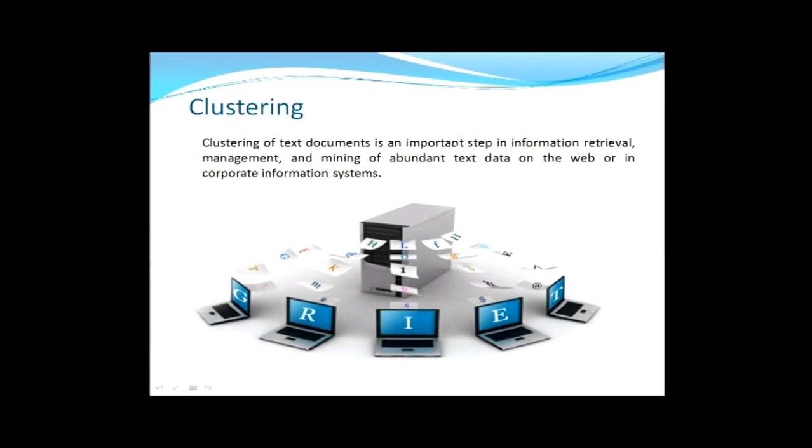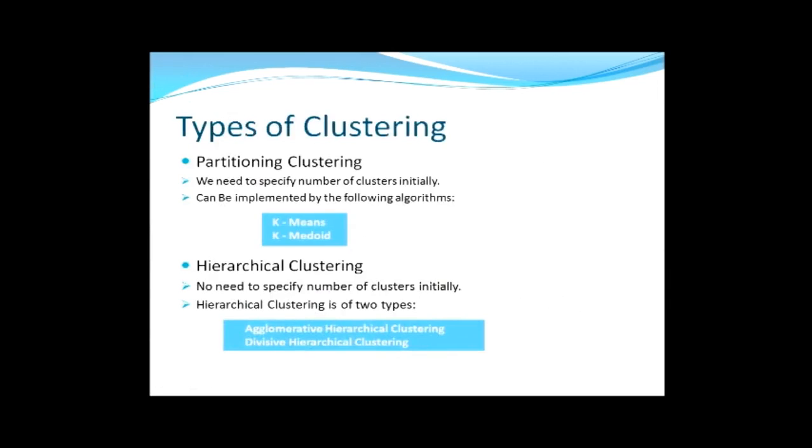Clustering of text documents is an important step in information retrieval, management, and mining of abundant text data on the web or in corporate information systems. Basically, there are two types of clustering. They are partitioning clustering and hierarchical clustering. In partitioning clustering, we need to specify the number of clusters initially. This partitioning clustering can be implemented by two algorithms, K-means and K-medoids.